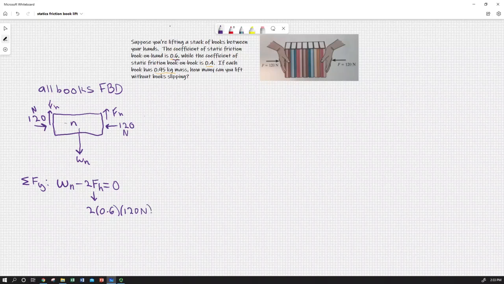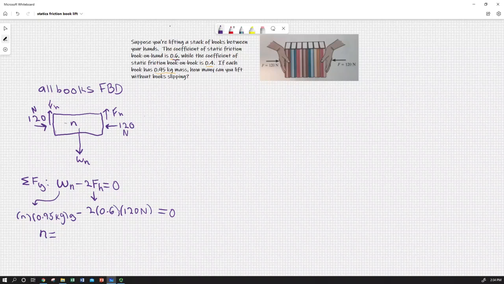And we know that W sub n is the number of books, n, times 0.95 kilograms times g equals 0. So we can solve this equation for n and get the max number of books that we could hold between our hands, assuming that the books aren't going to slip past each other, but that they might slip at our hands. And we'll just get a number for that.